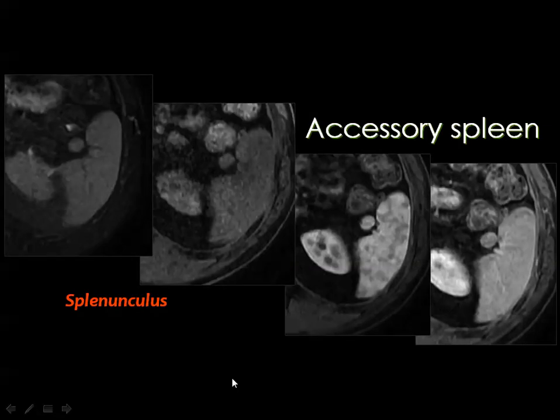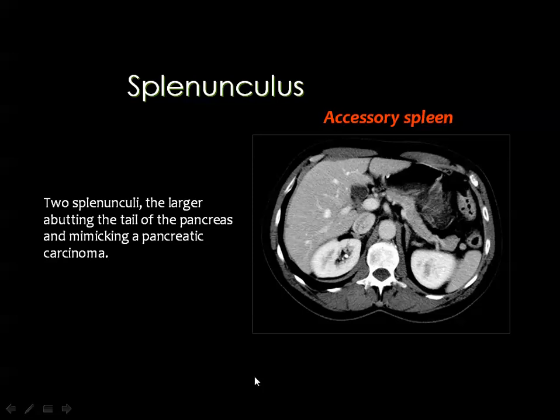Also this splenule may be mistaken for a tumor in the tail of the pancreas and sometimes in the region of the suprarenal gland. This is the appearance of the accessory spleen in MRI T1 weighted image and T2 weighted image. Look that the splenule is similar to the spleen in all pulse sequences, and after contrast injection, this is the arterial phase and this is the portal phase. This is the splenule showing similar appearance to the original spleen.